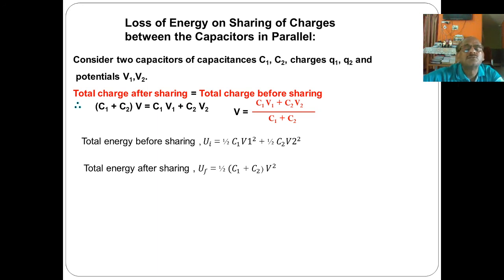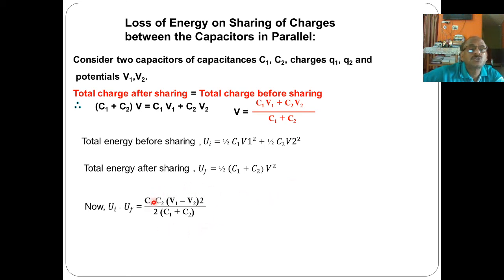Now how can we find whether energy is lost or gained? The best option is to find the difference between initial and final. Generally we find the difference as final minus initial, but here we can do initial minus final. If we do initial minus final and that difference is positive, we can say the initial energy is more and finally less. Let us do U initial minus U final here, and just subtract these two.